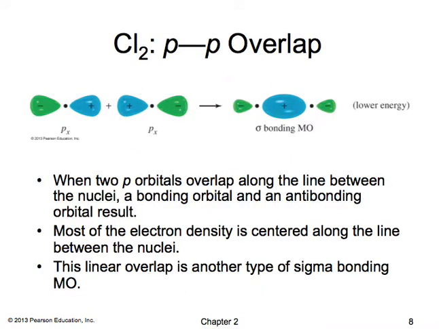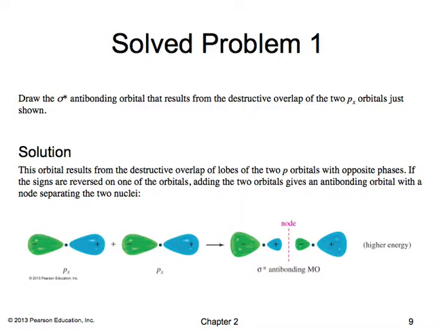In the case of diatomic chlorine, the pp overlap is similar to that of the s. You have your positive lobes aligning with one another, forming an overlap. When two p orbitals overlap along the line between the two nuclei, a bonding orbital and an antibonding orbital result. This is the bonding orbital, and it is lower in energy. Most of the electron density is centered along the line between the nuclei. This linear overlap is another type of sigma bonding molecular orbital.